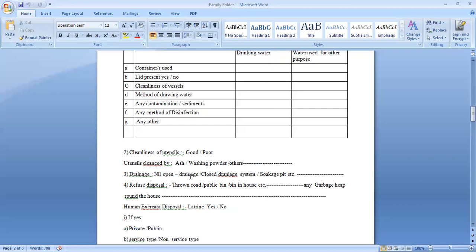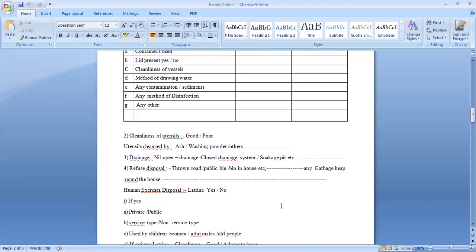Then whether the drainage is provided or not. There may be none, no drain available in the house, and water may be spilling here and there and maybe accumulating at some low-lying area, or there may be a drain. So whether this drainage system is there, then whether it is a closed drainage system or an open drainage system, you have to mention. Then whether there is any soakage pit in the house or not. This also you have to mention.